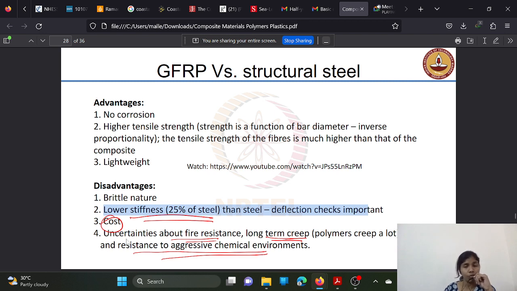So we have to take care of all these concerns. It is not fire resistant, as it is a plastic and will easily reach melting temperatures. For long term sustained loading, it will undergo creep deformations, and when it is mixed with some aggressive chemicals, it will have adverse reactions. So these are all the disadvantages. While using glass fiber reinforced polymer, we have to take certain precautions so that we can avoid these uncertainties.